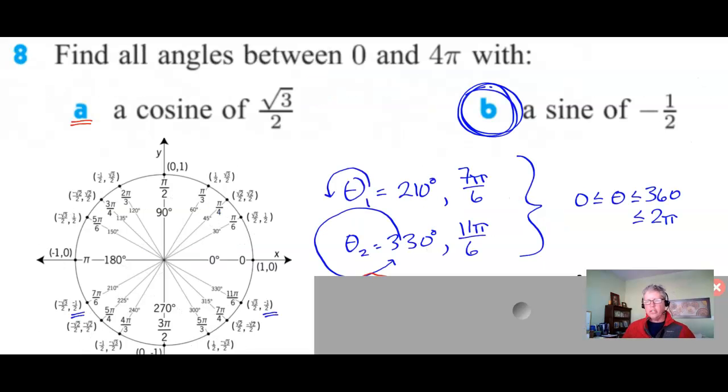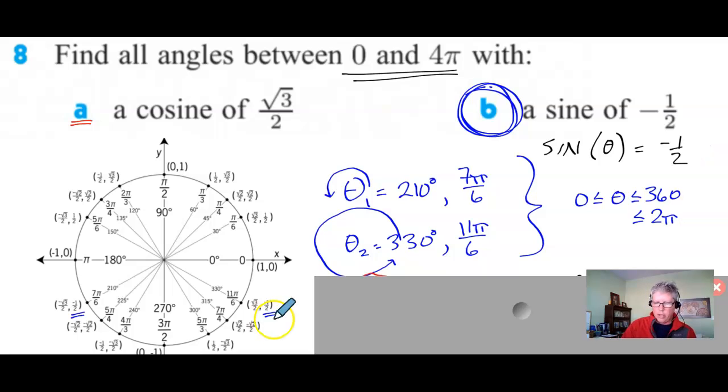All right. So a couple things to notice about this particular problem. We're going to find all angles between 0 and 4 pi. Remember, we can go 0, we can go around once, we can go around again. Every circle is 2 pi. So we want to know what angles sine of theta is equal to -1/2.